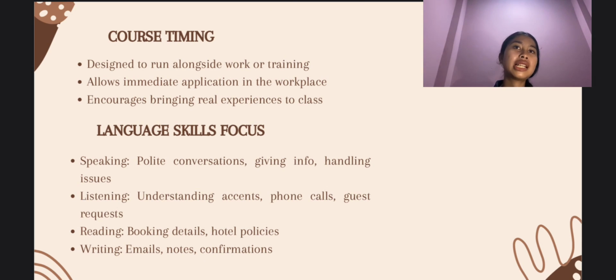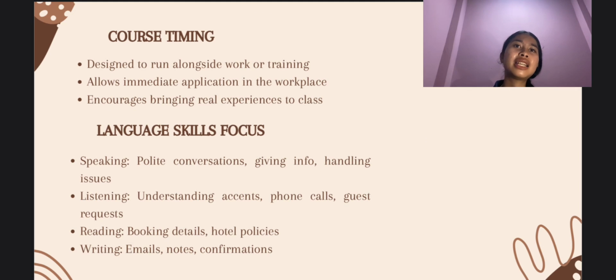Next, language skills and vocabulary. Skill focus, speaking. Front office staff talk to guests all day. They need to be able to greet guests, give information, respond to problems, and speak clearly and politely. Second, listening.